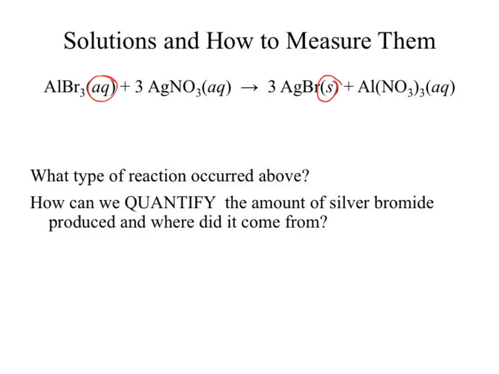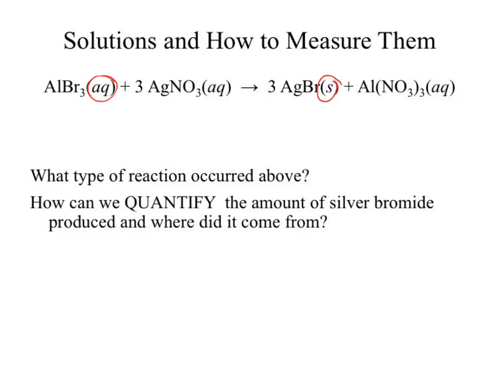How do you separate any solid from a liquid? Filter. So we can filter that out, and we now have solid silver bromide. We can weigh that. We know that is silver bromide. There's nothing else there. Fantastic. We get an actual way to quantify it. But now the question, where did it come from?